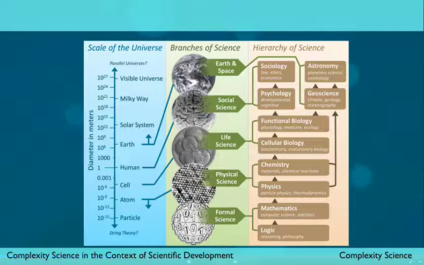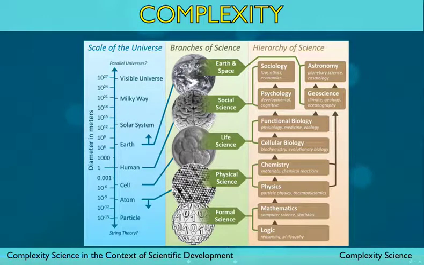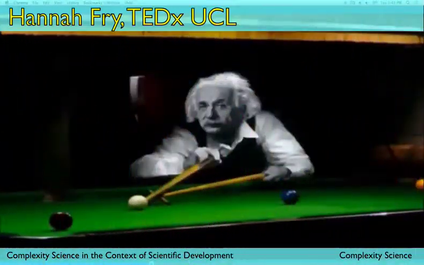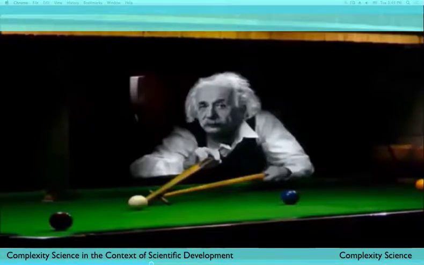However, since the middle of the 20th century, the different branches of science observed similar problems that they could not explore. This was the time when science started to identify complexity as a common underlying property of these problems. Let's use this animation made by Hannah Fry in her TEDx talk that she gave in UCL on July 2012.